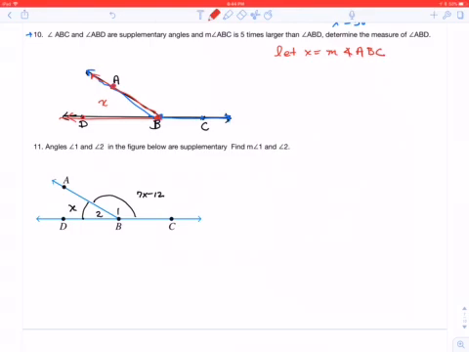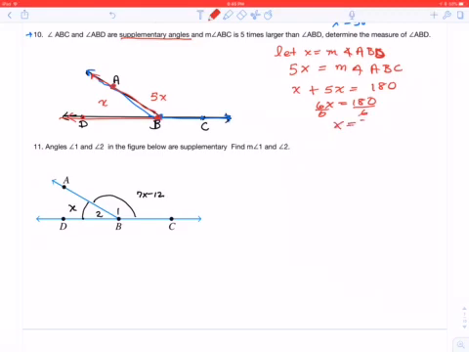What's angle ABC? Well, the measure of angle ABC is 5 times the measure of ABD. It's 5 times larger, so 5x. Now, since the angles are supplementary, that means the sum of the angles, measure of ABD plus the measure of angle ABC, has to add up to 180. So I'll collect like terms. x equals 30. Well, that's the measure of ABD. That's what we wanted to know.